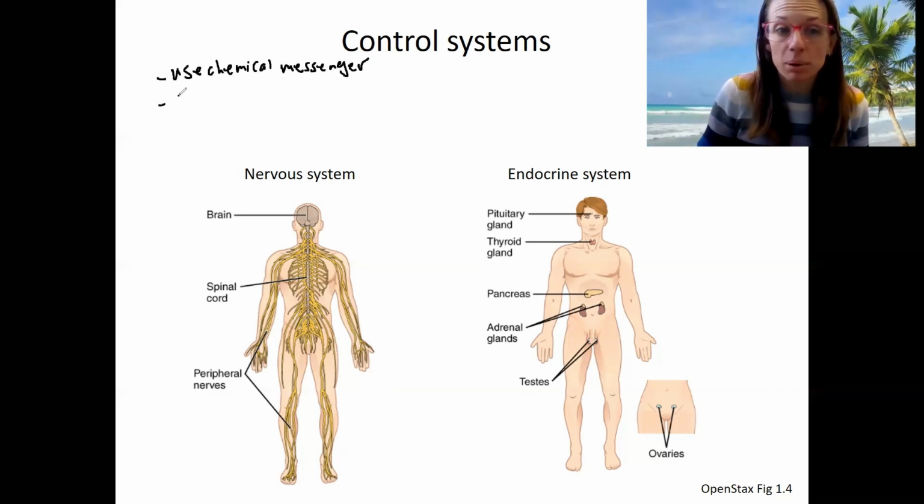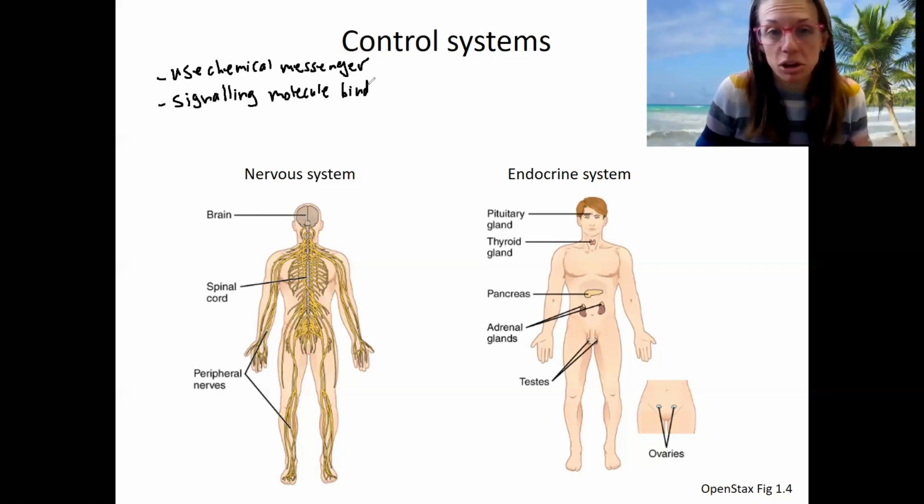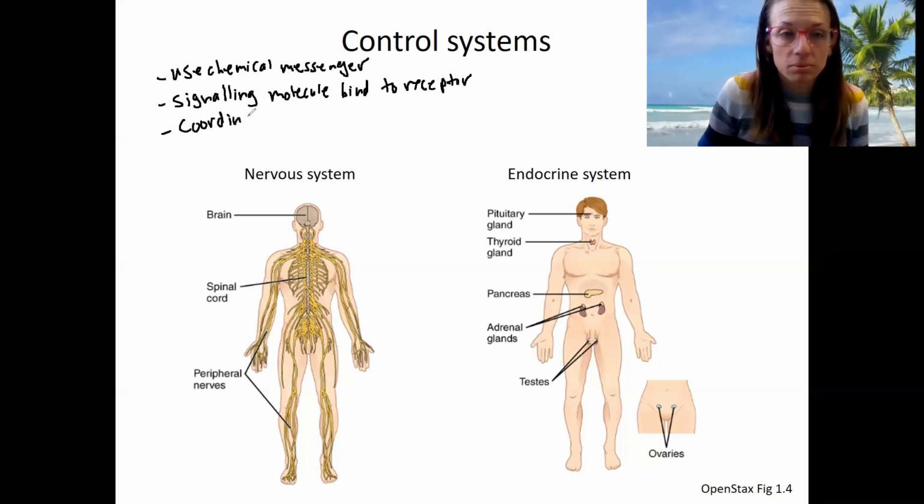The signal molecule binds to a receptor. Of course, that's what signaling molecules pretty much do. So, right, this is a signal receptor. That's how things communicate. So receptors are an important part of both systems. And then they both coordinate body functions. And lastly, they're both regulated by negative feedback.